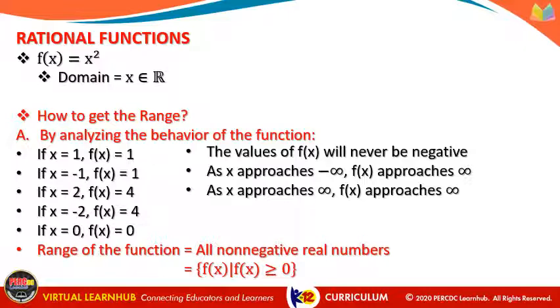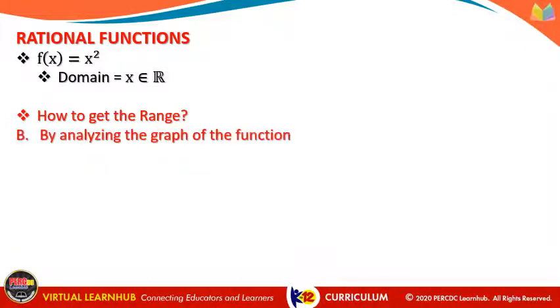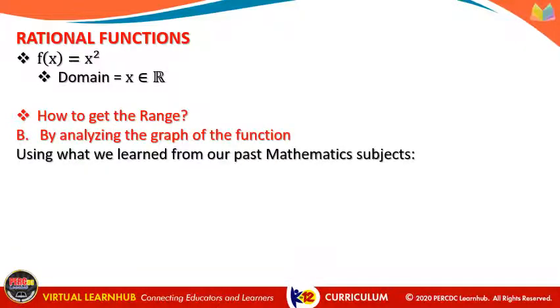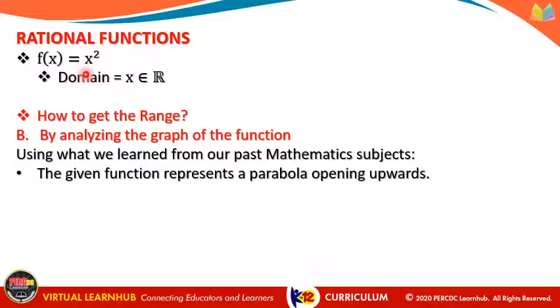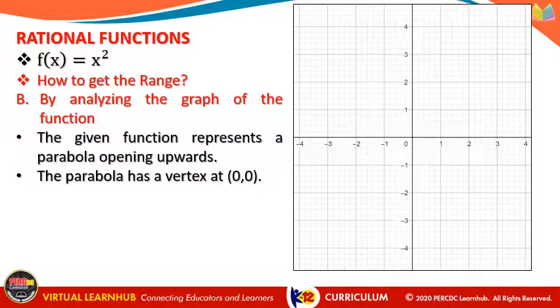Again, yung iba, mas nadadalian kung nag-graph. Sige. So, let's analyze the graph of the function. Using what we learned from our past mathematics subjects, hindi ba, ang x squared, this represents a parabola opening upwards. Ang kanyang vertex ay nasa 0, 0. Again po, hindi ko na i-discuss kung paano nakuha to. Pakibalikan na lang po yung geometry natin. Ito yung mga nakuha nating values. So again, the vertex is at 0, 0.